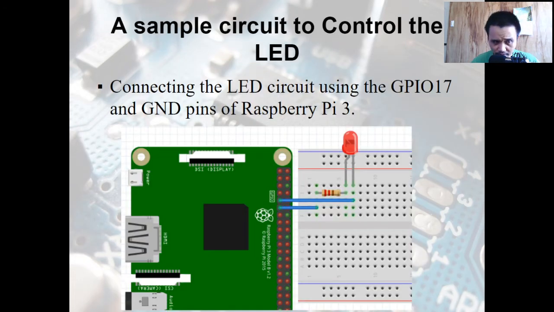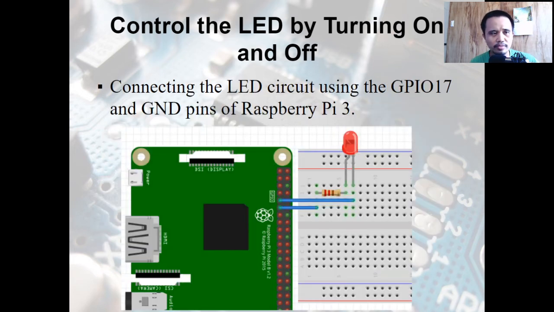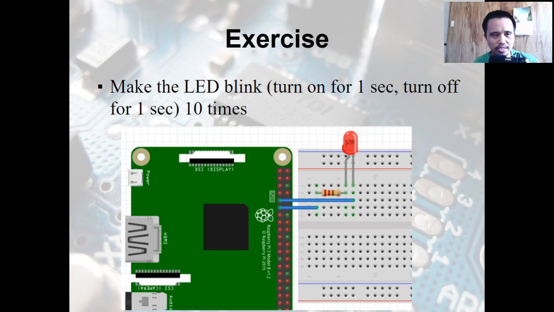For this one, we did a sample activity to control an LED using the GPIO 17 pin and the ground, and we use this code to control it, which basically will just turn it on and then turn it off. And for this one, we also did another exercise where you just have to turn it on and off 10 times. So I think you can still remember this activity.